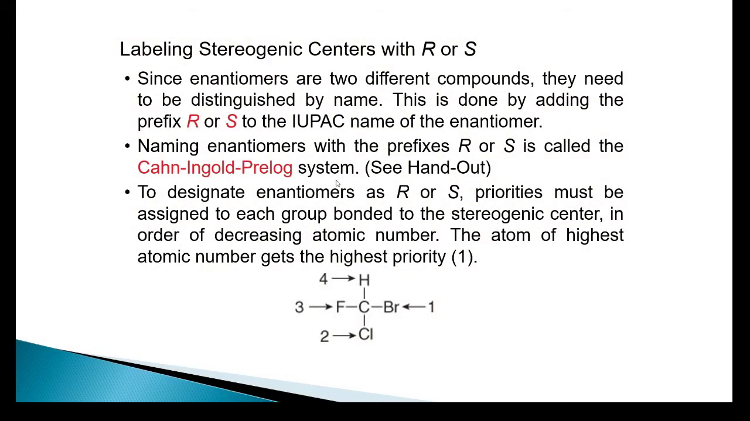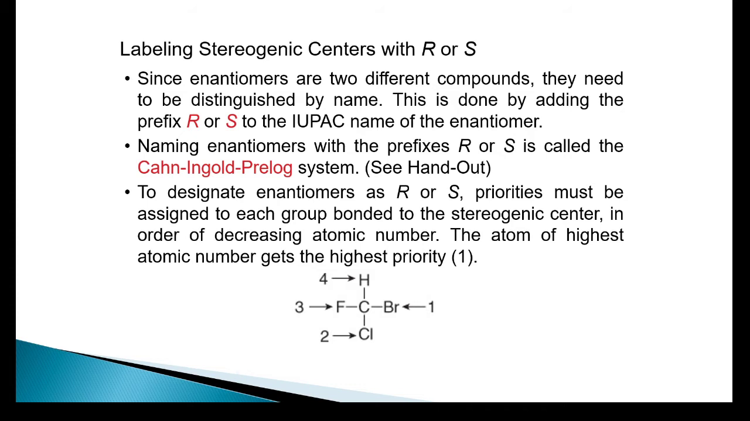And I don't have a handout on the Cahn-Ingold-Prelog rules. We looked at it in the last lecture, but this was open courseware slides, so I'm using them. They were there. We're going to arrange things by atomic number. Highest atomic number gets the highest priority. Here's the deal. I cannot stress this enough.